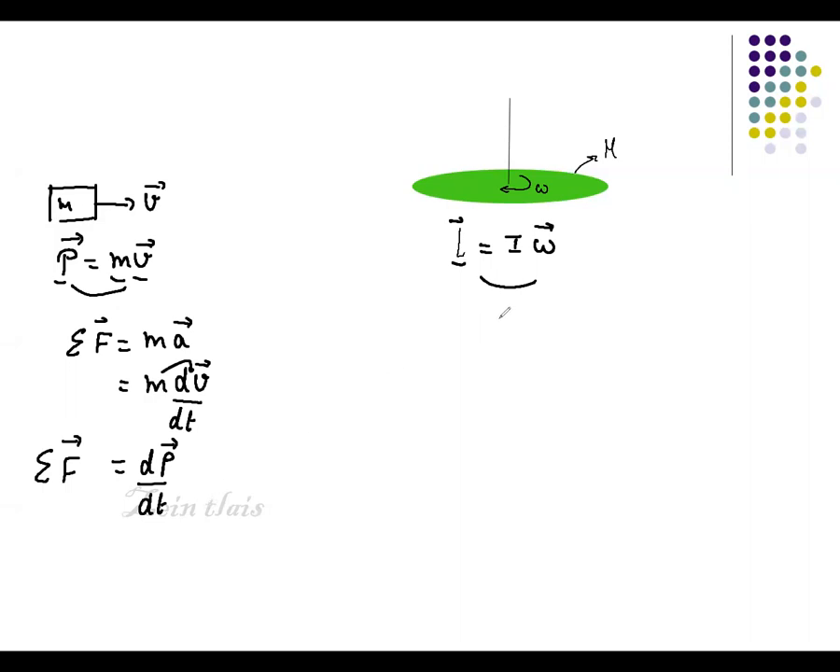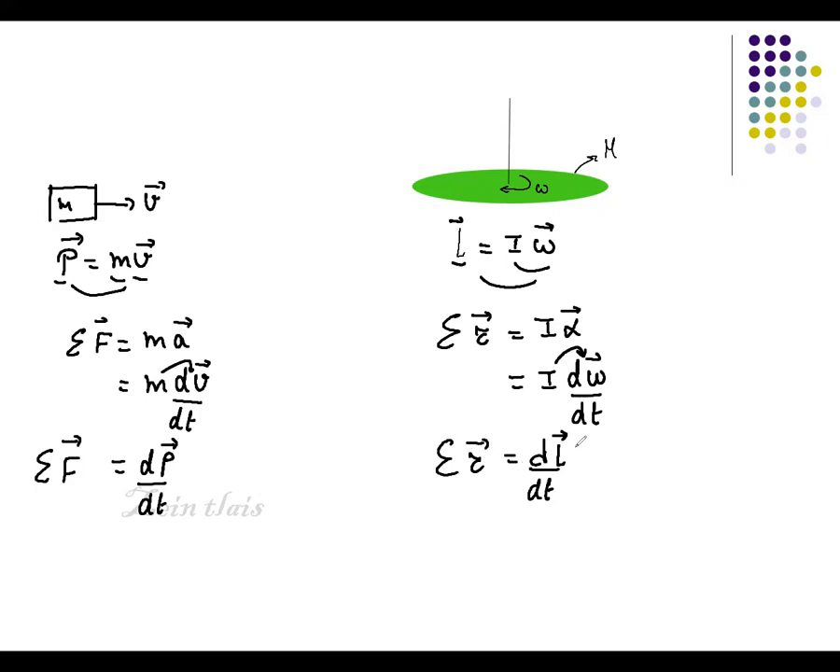In the case of rotation, here we talk about tau. Summation of tau equals I times alpha. At a certain moment, alpha equals d omega divided by dt. I is constant, so we can put it inside. We get d divided by dt times I omega. I omega equals L. So summation of tau equals dL divided by dt. We have a similarity between these two expressions.